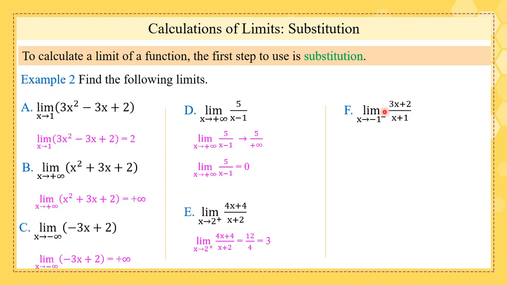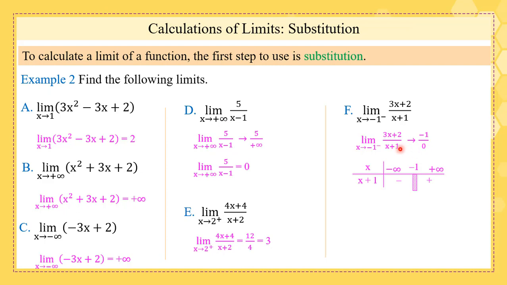Now, what is the limit as x tends to negative 1 in this case? But here we have negative 1 minus. If we substitute, we get negative 1 over 0. Now, we agreed before that a number over 0 tends to infinity. But does it tend to plus infinity or minus infinity? We don't know. That's why we have to check whether this 0 is 0 plus or 0 minus.